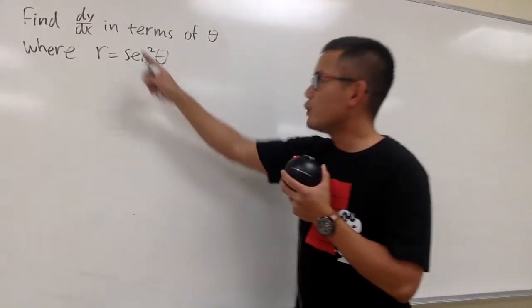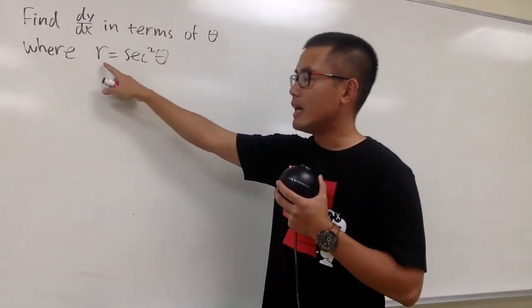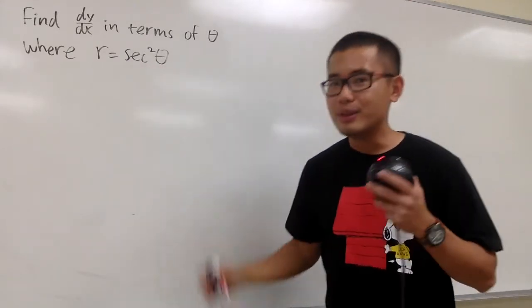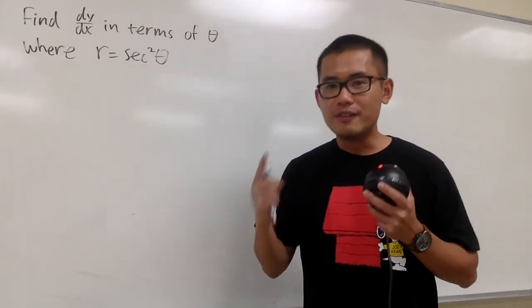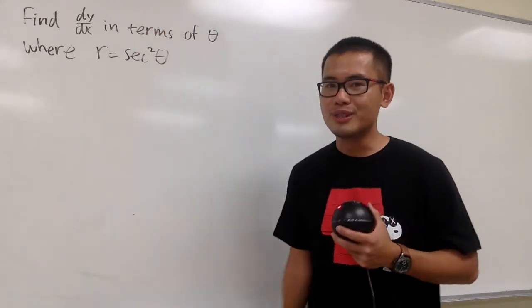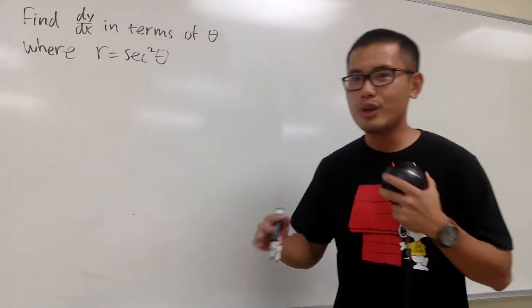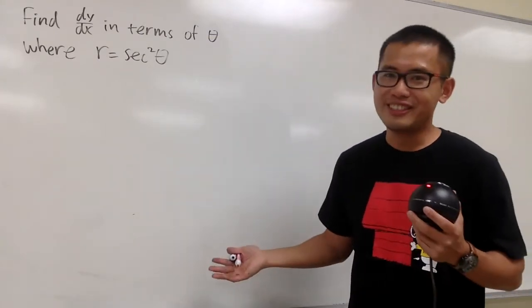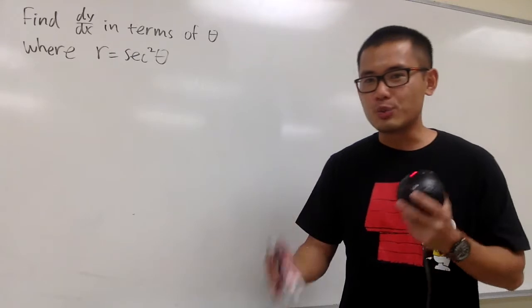Okay, we're going to find dy/dx in terms of theta, where we have this polar equation, r is equal to secant squared theta. And to do this, we have two choices. The first one is to use that giant formula for dy/dx in the polar world. But in order to do so, we have to remember that really well. And in fact, I don't like that formula too much. So let me show you guys this way.